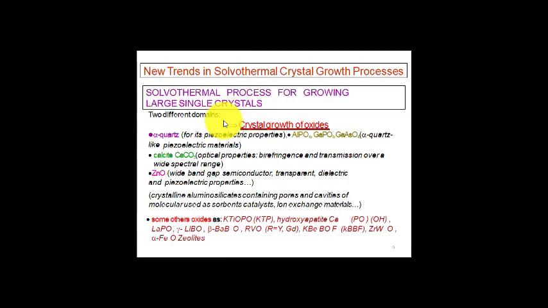So talking about new trends in solvothermal crystal growth processes, we can use hydrothermal or solvothermal process for growing large single crystals. There are two different domains. One is crystal growth of oxides and the second one is crystal growth of non-oxides. Here are some examples. Alpha quartz, it shows piezoelectric properties.